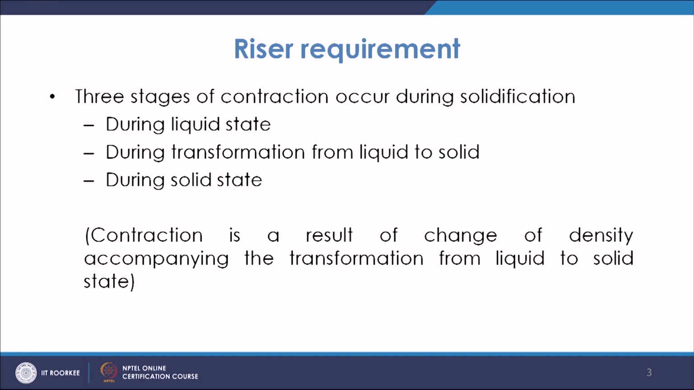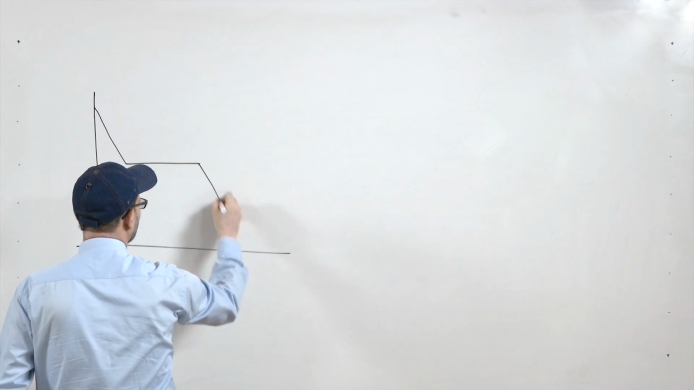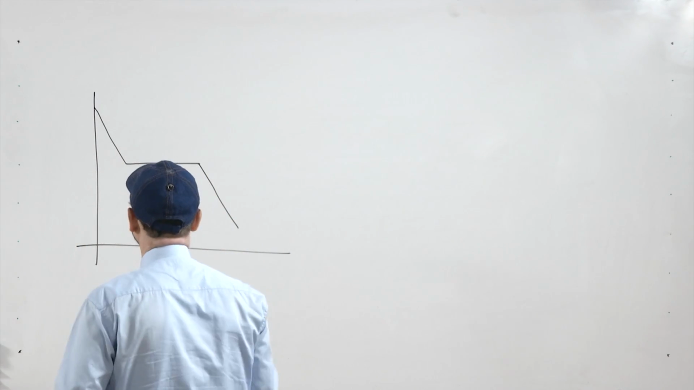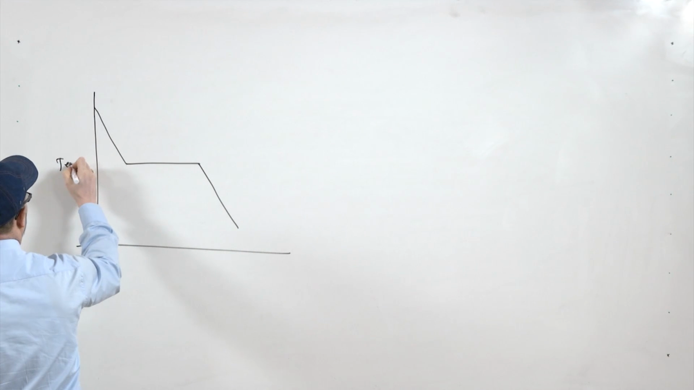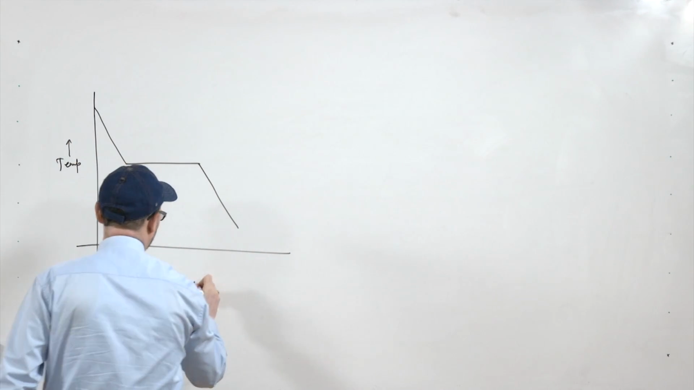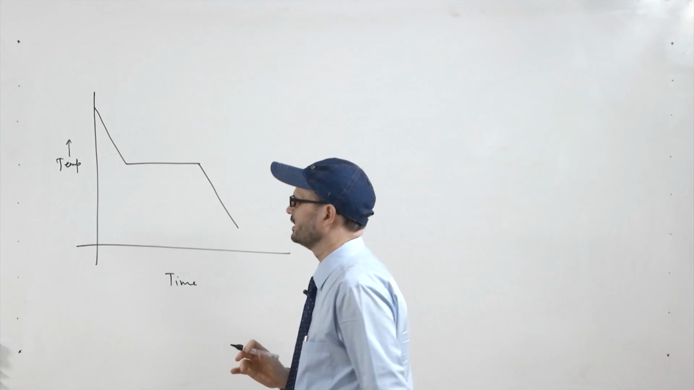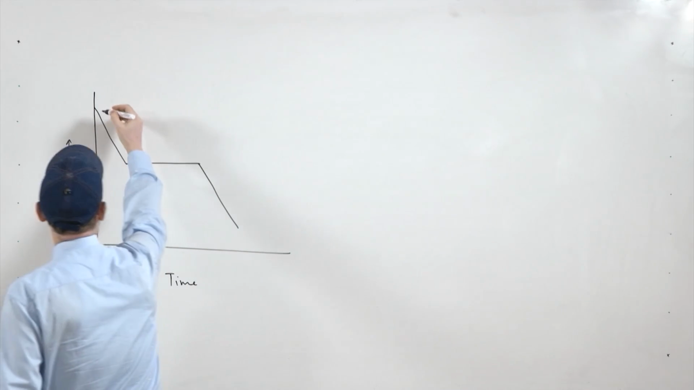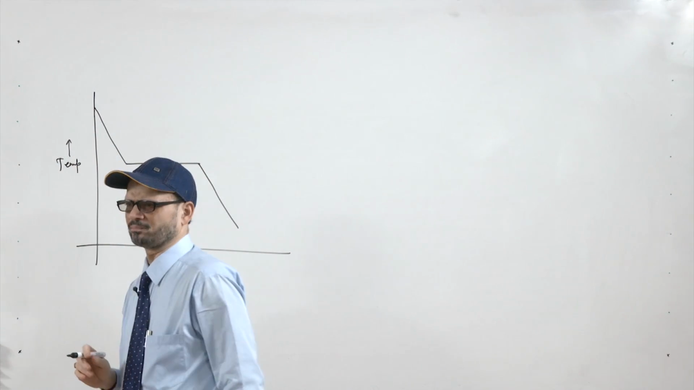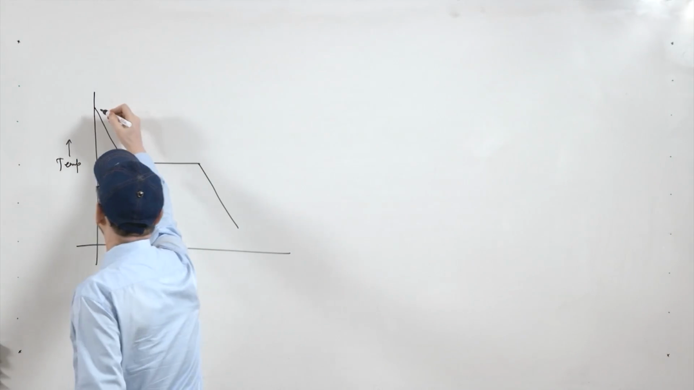If you try to draw a cooling curve for a pure metal, then in that case you can see this is the temperature and this is the time. So, if this is the cooling curve for a pure metal, this temperature is something like the pouring temperature. So, here you have the pouring temperature.